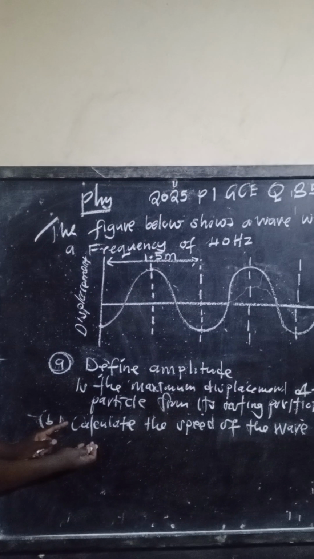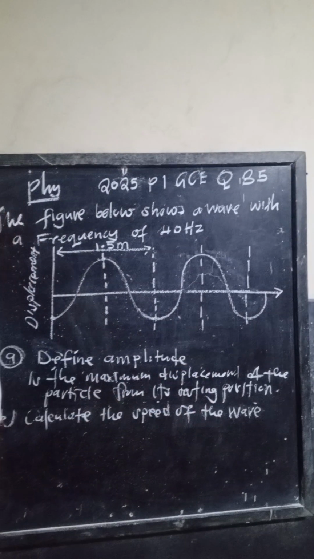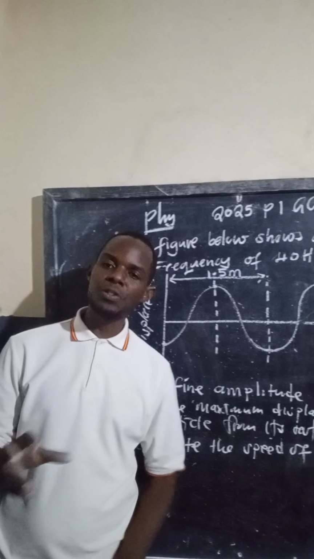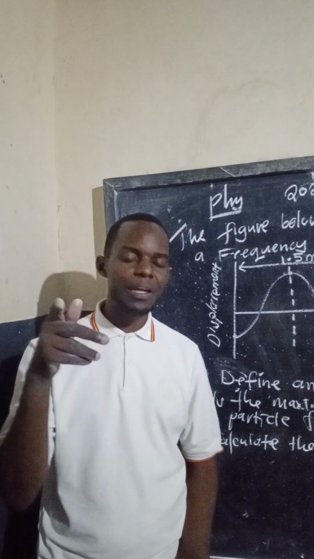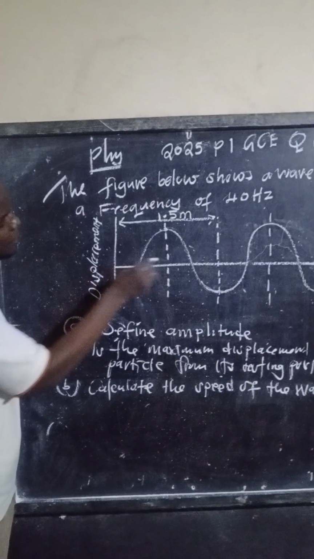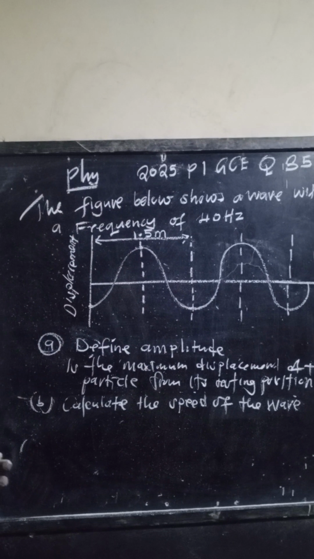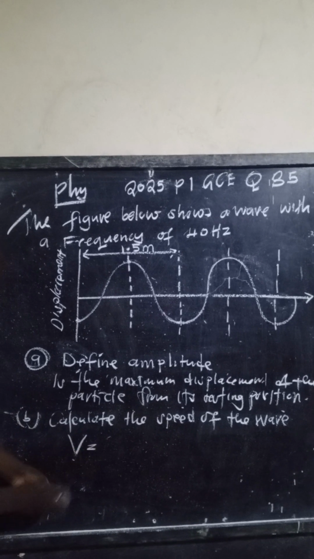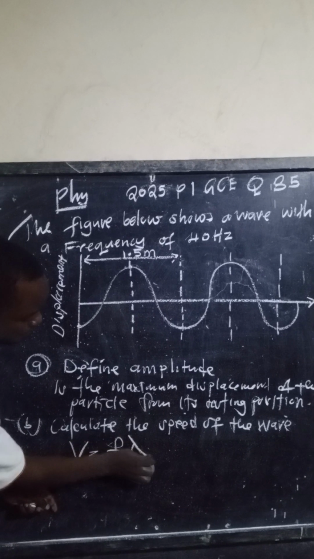Now the second question, we're told to calculate the speed of the wave. For us to calculate the speed of the wave, by definition, you need to know that it is the distance covered by the wave per second. In other words, the distance from here up to there, we're to find the speed of that particular distance. So I'll say speed is represented by V, which is equal to the frequency times the wavelength. Don't forget that this is the symbol for wavelength.